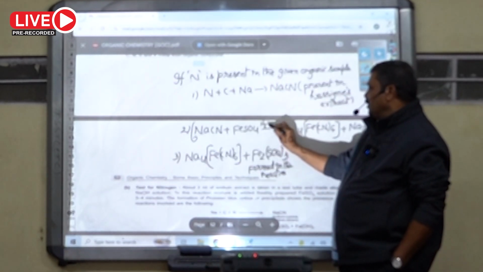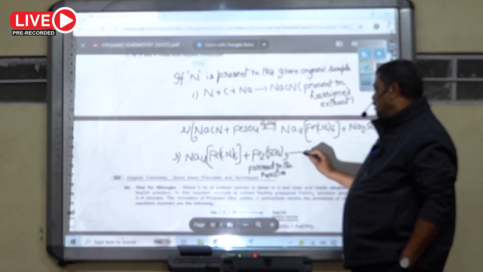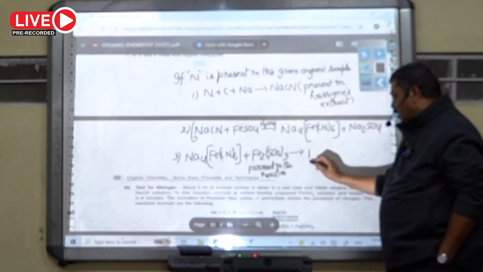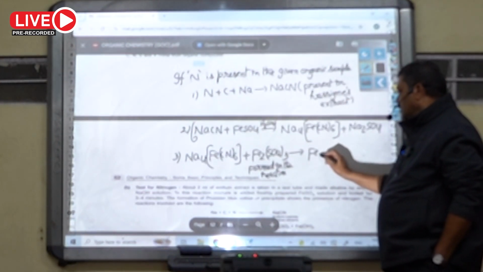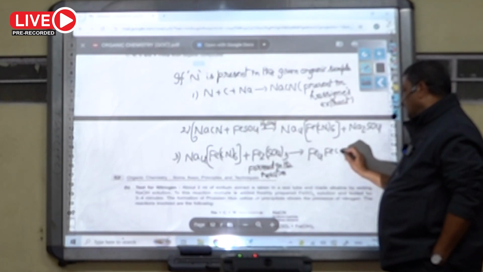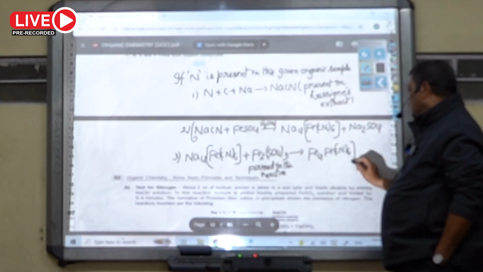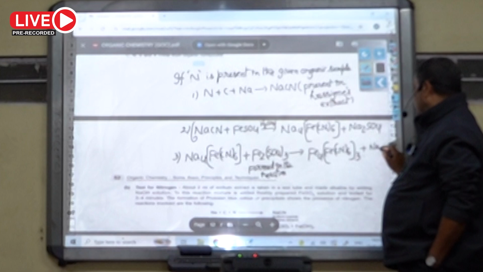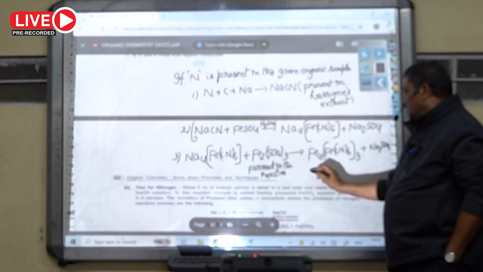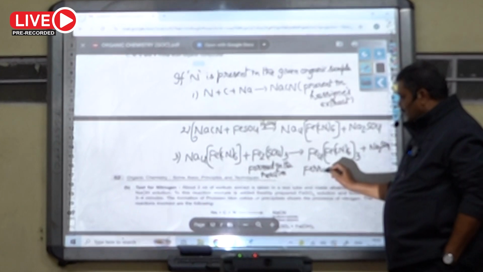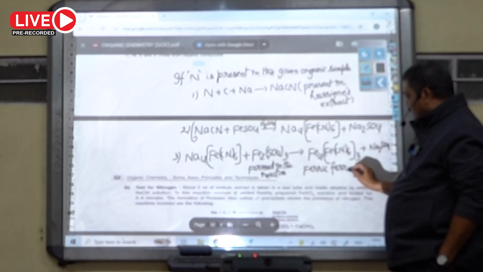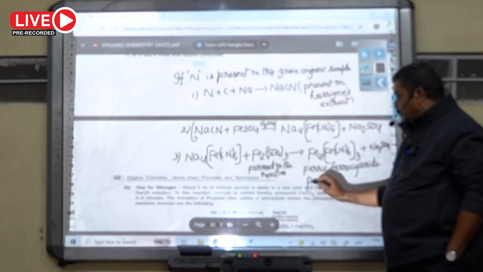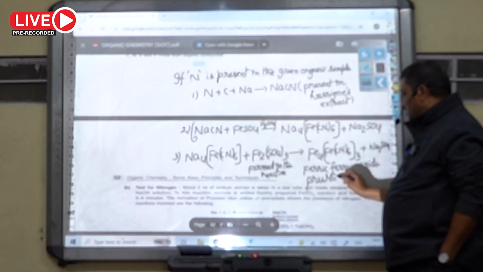This occurs in the presence of sulfuric acid. Now students require this last point only. You will get Fe4[Fe(CN)6]3 plus Na2SO4. It is called ferric ferrocyanide. This is deep blue or Prussian blue.